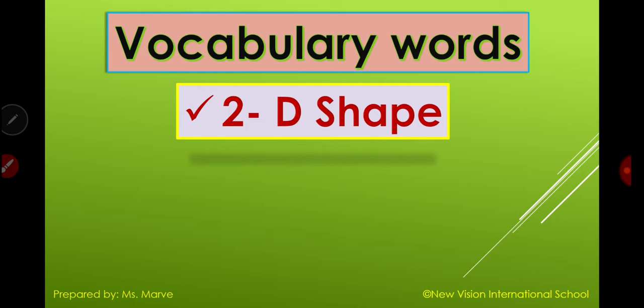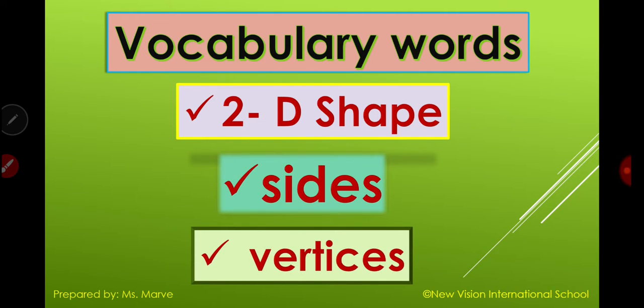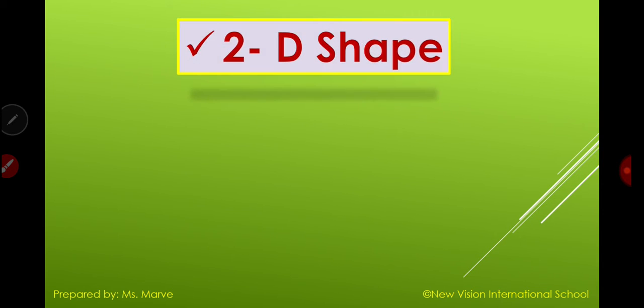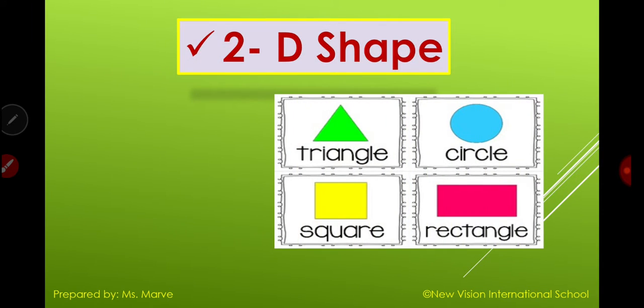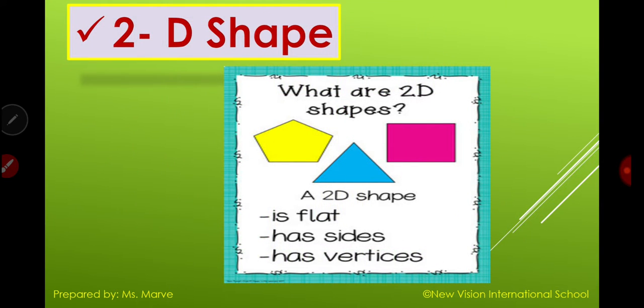Okay, remember we have 2D shape, we also have sides, and we also have vertices. Can you still remember this? Okay, when you say 2D shape, it means what? Two-dimensional shape. It is a flat shape. It is also a plane shape. For example, you have triangle, you have square, and you also have rectangle.